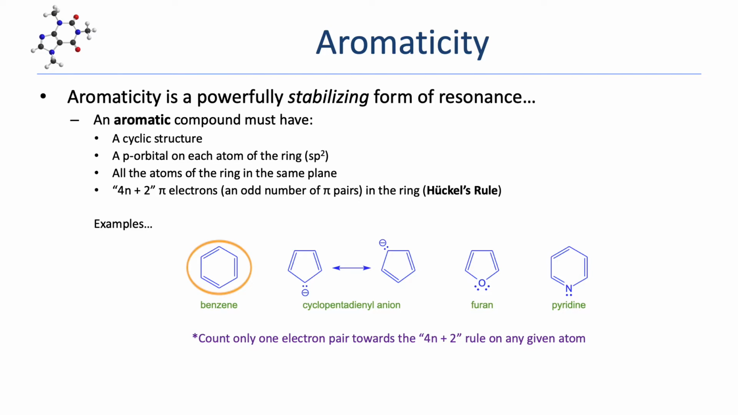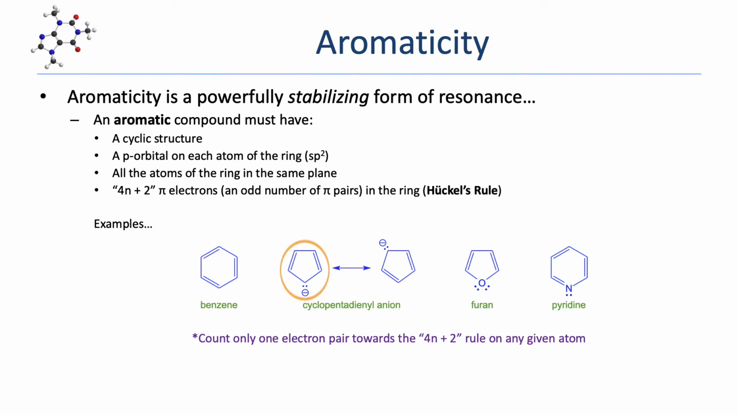Now, with respect to Huckel's rule, we can see that benzene has 3 pi bonds inside the ring. And of course, a pi bond is simply a shared pair of pi electrons within a pi bonding molecular orbital. So each pi bond contributes 2 pi electrons, meaning benzene has 6 pi electrons. And we can get the value 6 by plugging 1 into the 4n plus 2 Huckel expression. And of course, 6 pi electrons is 3 pairs of electrons, and 3 is an odd number of pairs. So benzene follows Huckel's rule, and because benzene follows the other criteria, it's aromatic. Let's take a look at a more challenging example.